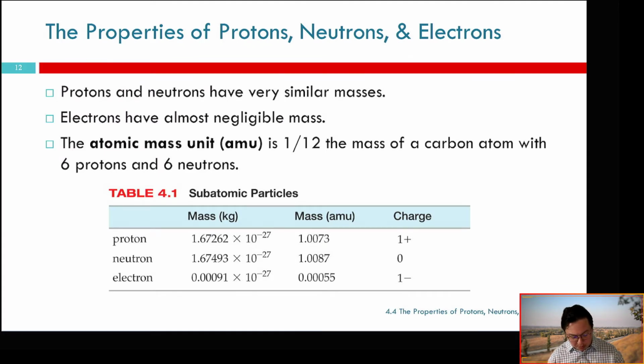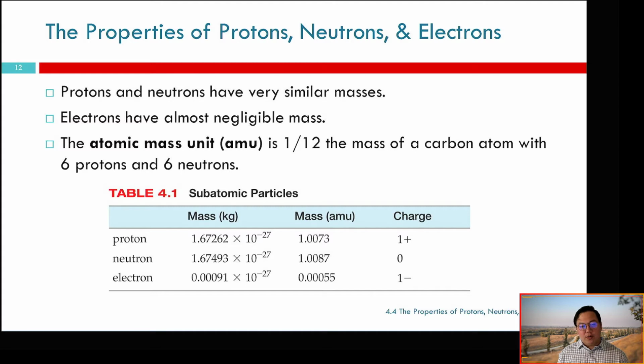Protons and neutrons have very similar masses, and electrons have almost negligible mass. The atomic mass unit is what we use to talk about masses of protons and neutrons. It puts things on an easier scale to understand, because if you were to talk about the mass of a proton in grams, it would be something on the order of 10 to the minus, I'm just going to take a guess, I don't know exactly what it is, but at the very least 10 to the minus 10, probably much more than that. But you could look that up.